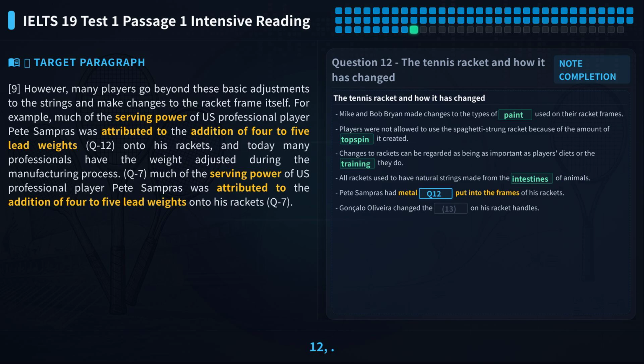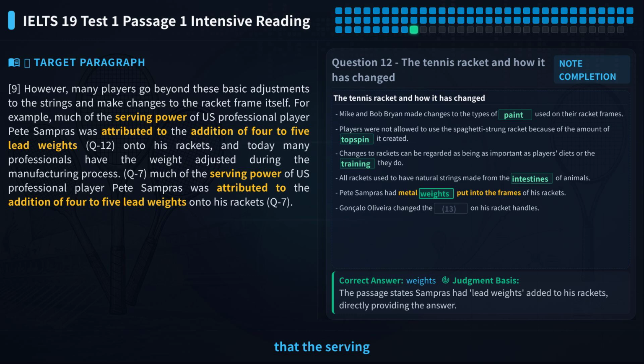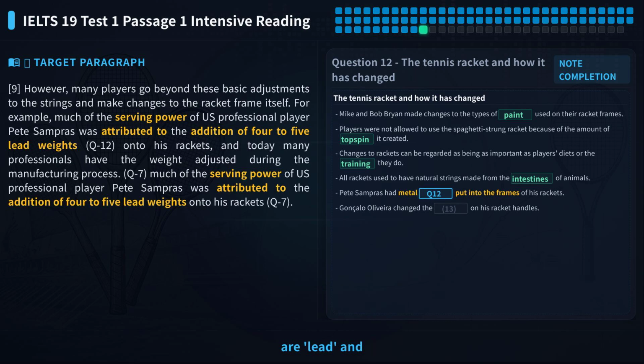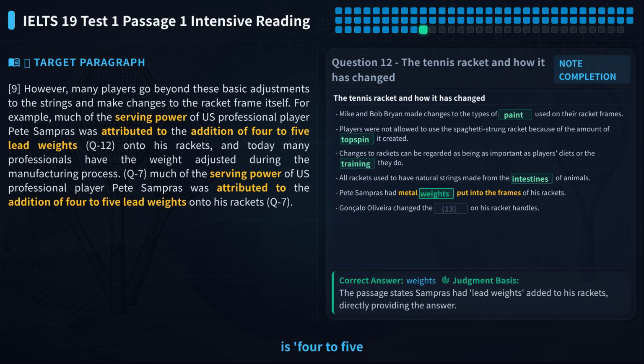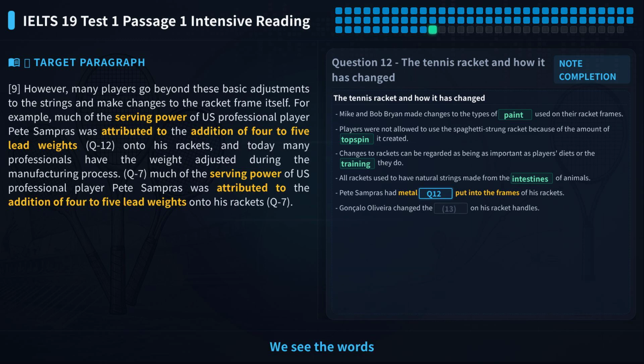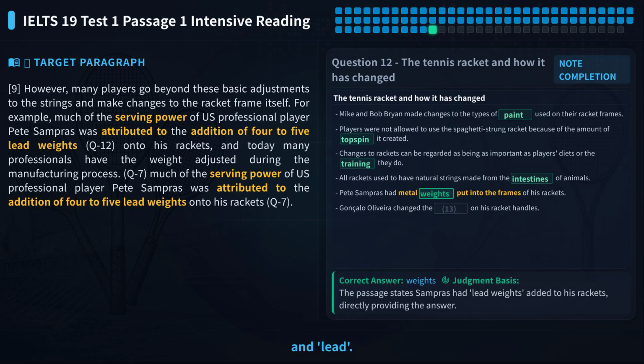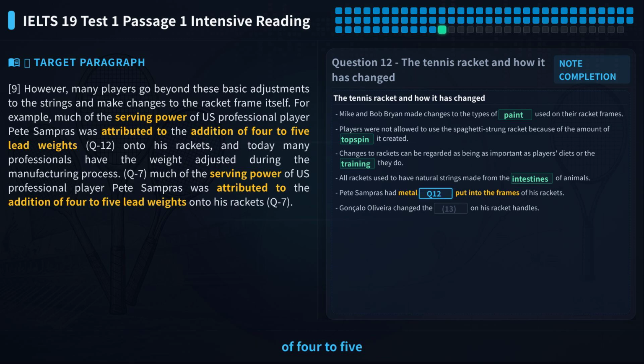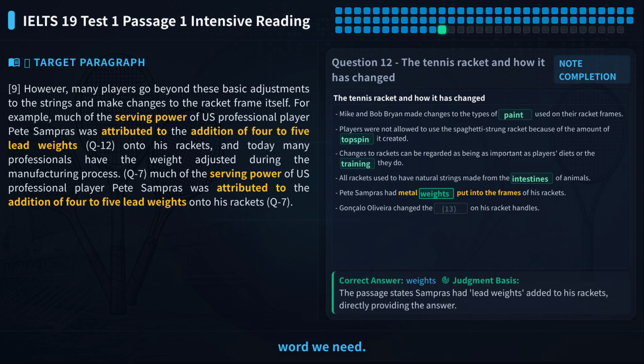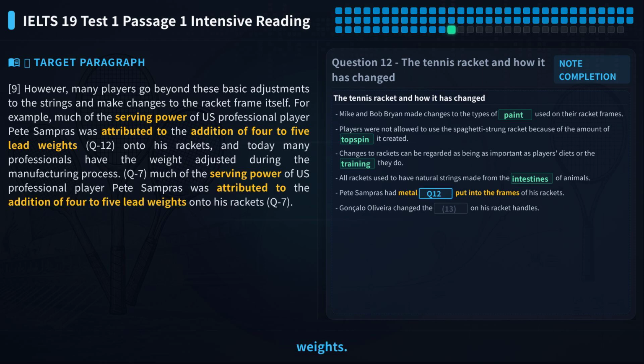Let's look at question 12. The question says that the serving power of U.S. player Pete Sampras was because he added 4 to 5 lead onto his racket. The clue words are lead and onto his rackets. Before the blank is 4 to 5 lead, so we need a plural noun. Go to paragraph 9. We see the words Pete Sampras and lead. The answer is close to these words. The text says addition of 4 to 5 lead weights. Weights is the word we need. This word is directly given in the original text, no replacement needed. So the answer to question 12 is weights.